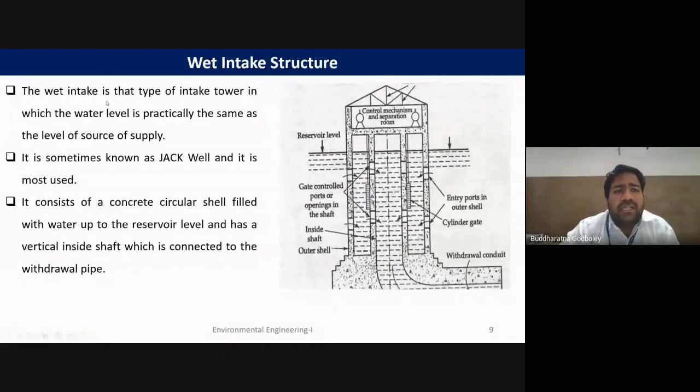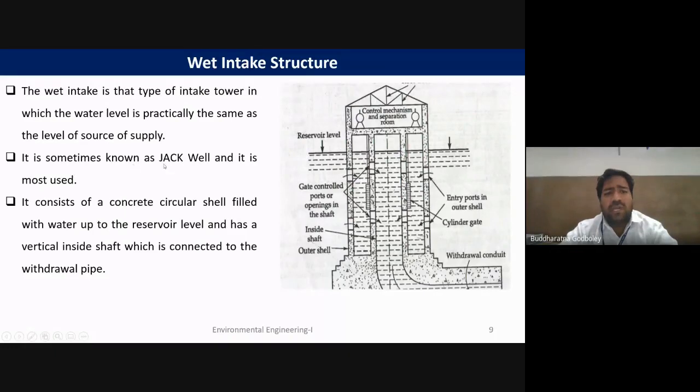The wet intake is that type of intake tower in which the water level is practically the same as the level of a source of supply. I repeat, the wet intake is that type of intake tower in which the water level is practically the same as the level of a source of supply. आप देखो उसका source of water supply आपका same है एकदम.